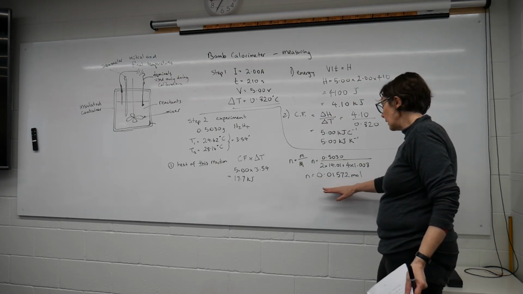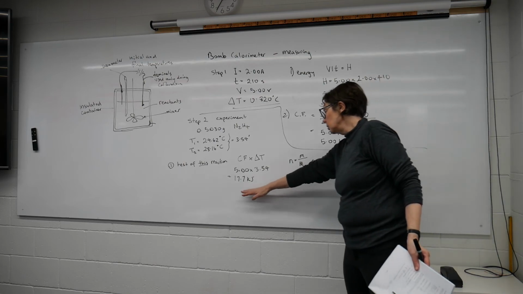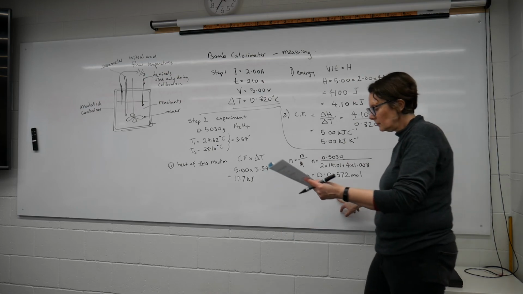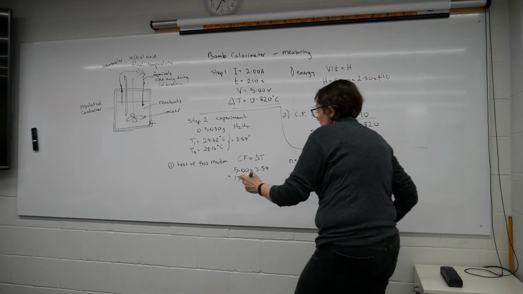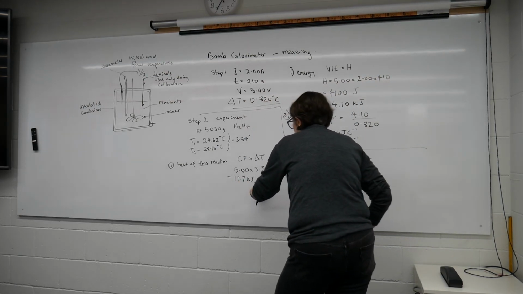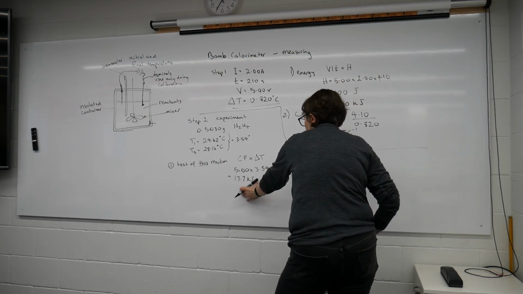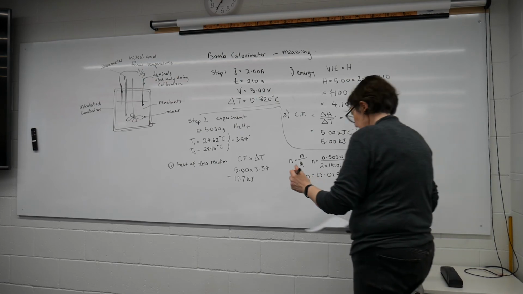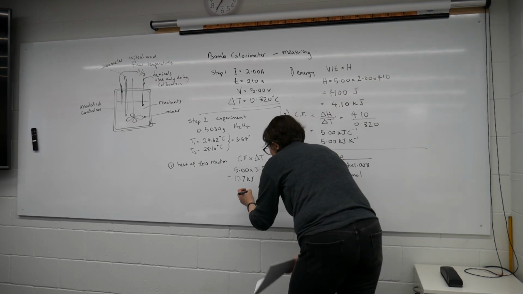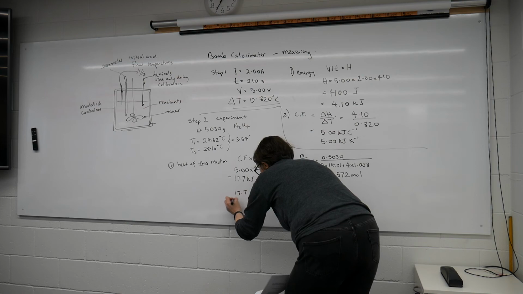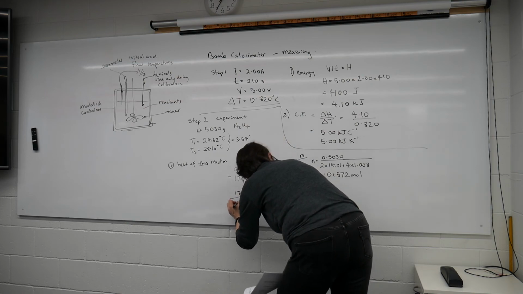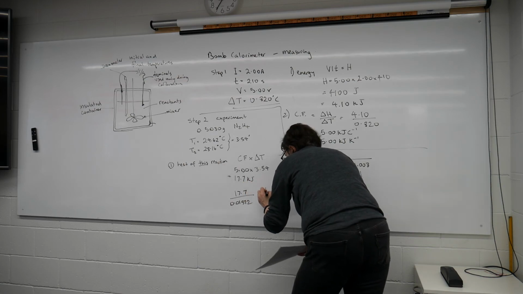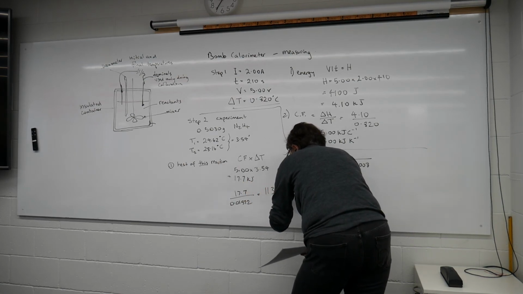Now we want to figure out, well, how many kilojoules of energy will be released from 1 mole of hydrazine. So what we need to do is divide our answer by n to find our molar heat. So 17.7 divided by 0.01572, 1130 kilojoules per mole.